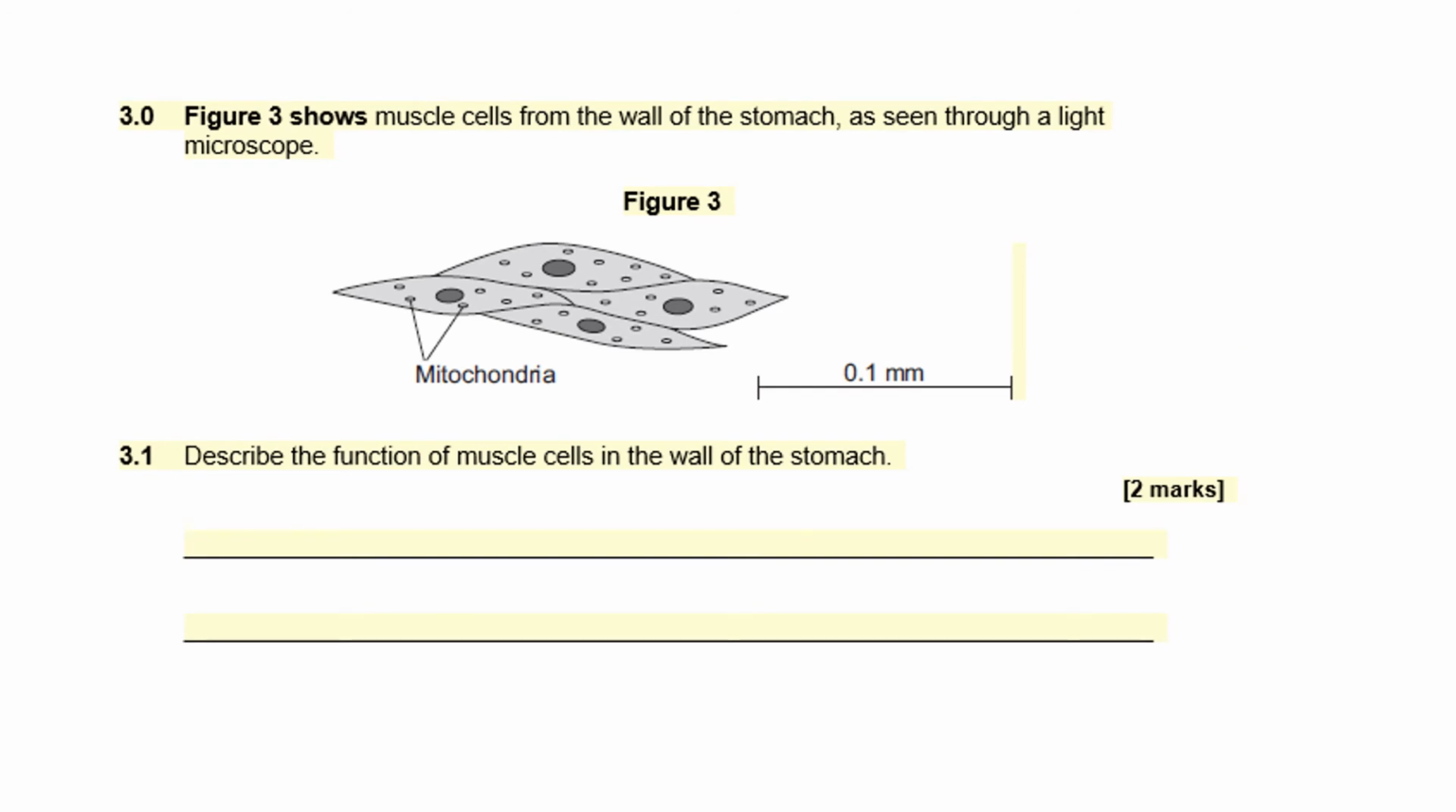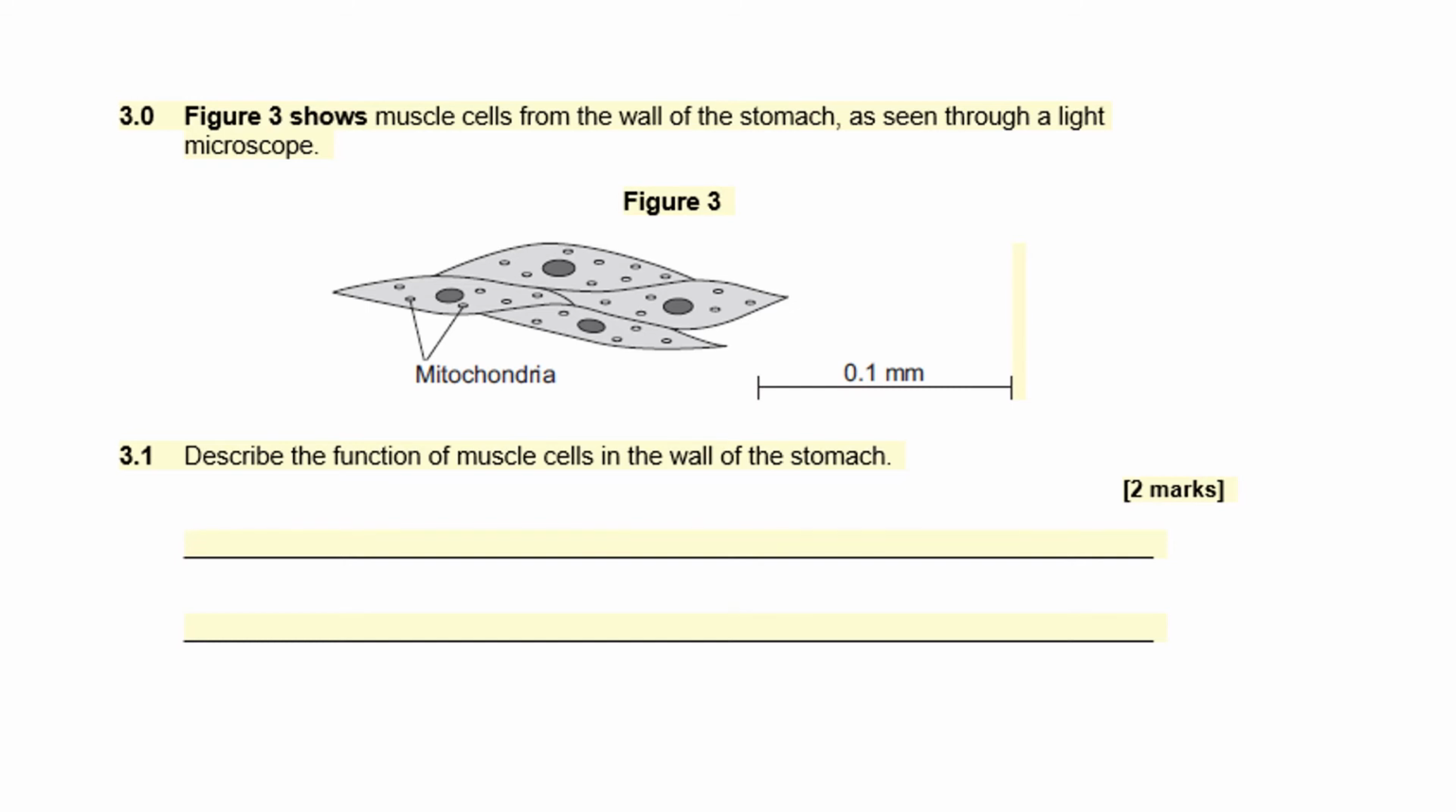So now we're moving on to question number 3. Figure 3 shows muscle cells from the wall of the stomach as seen through a light microscope. So we've got 4 muscle cells there in figure number 3. It's pointing to some structures which are labelled the mitochondria. We can see the nucleus and the cell membrane. 3.1. Describe the function of muscle cells in the wall of the stomach.